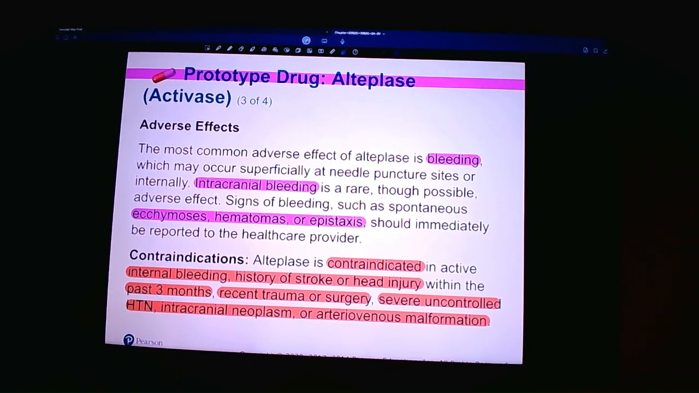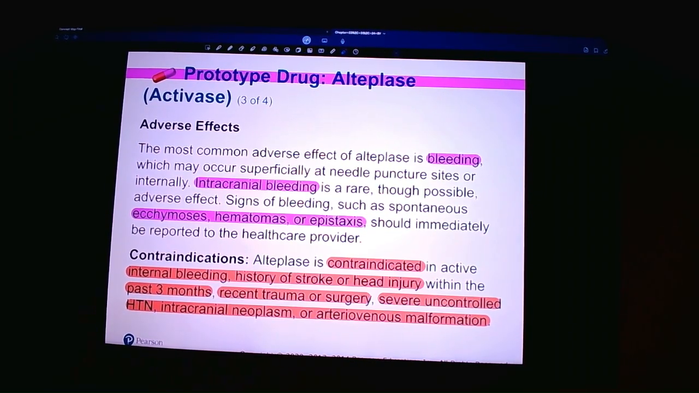Ecchymosis is just a very fancy word for bruising. Hematomas is a lot of bruising or a lot of blood collecting in tissue that's creating a mass. Epistaxis is a very, very fancy term for a nosebleed. And then there's our contraindications, right?